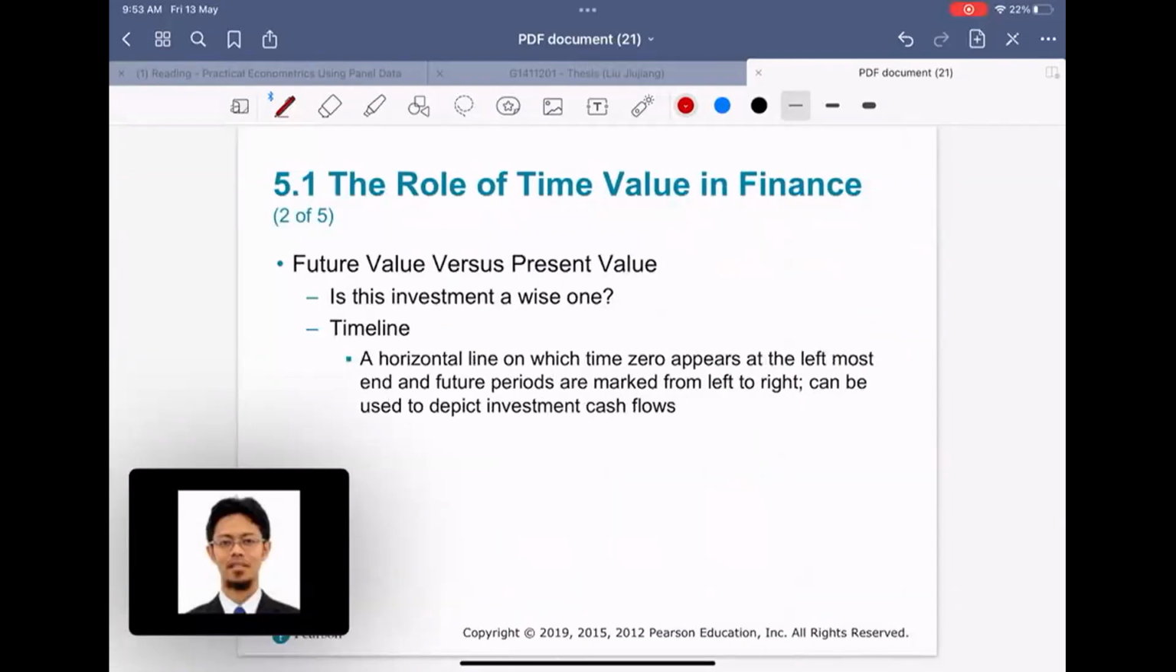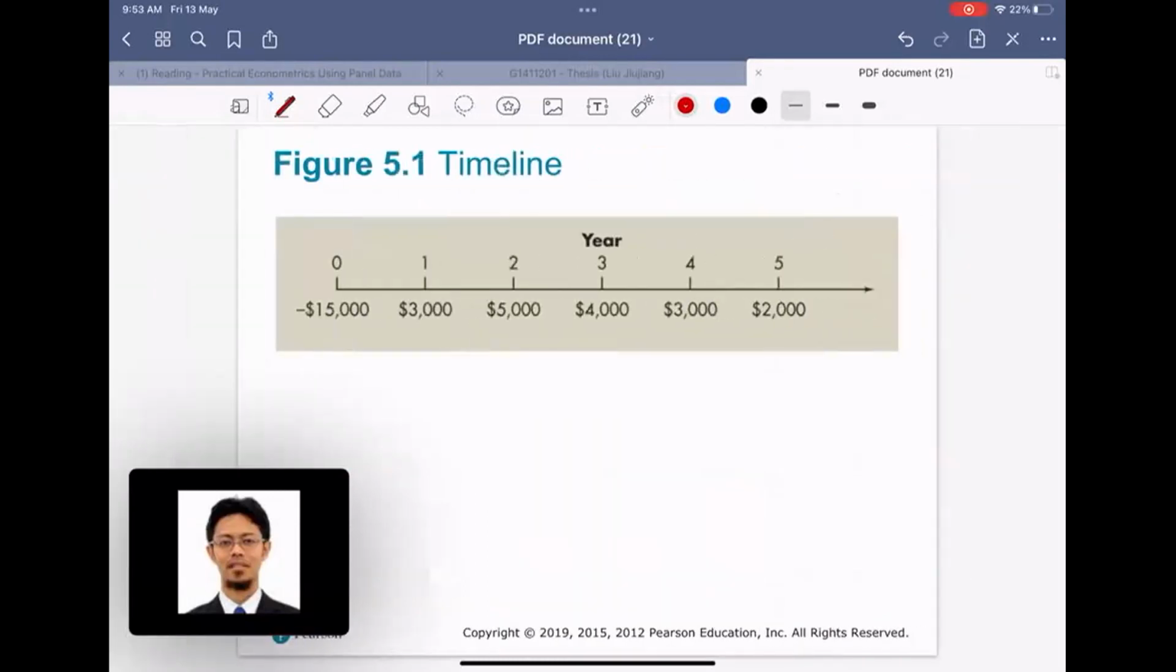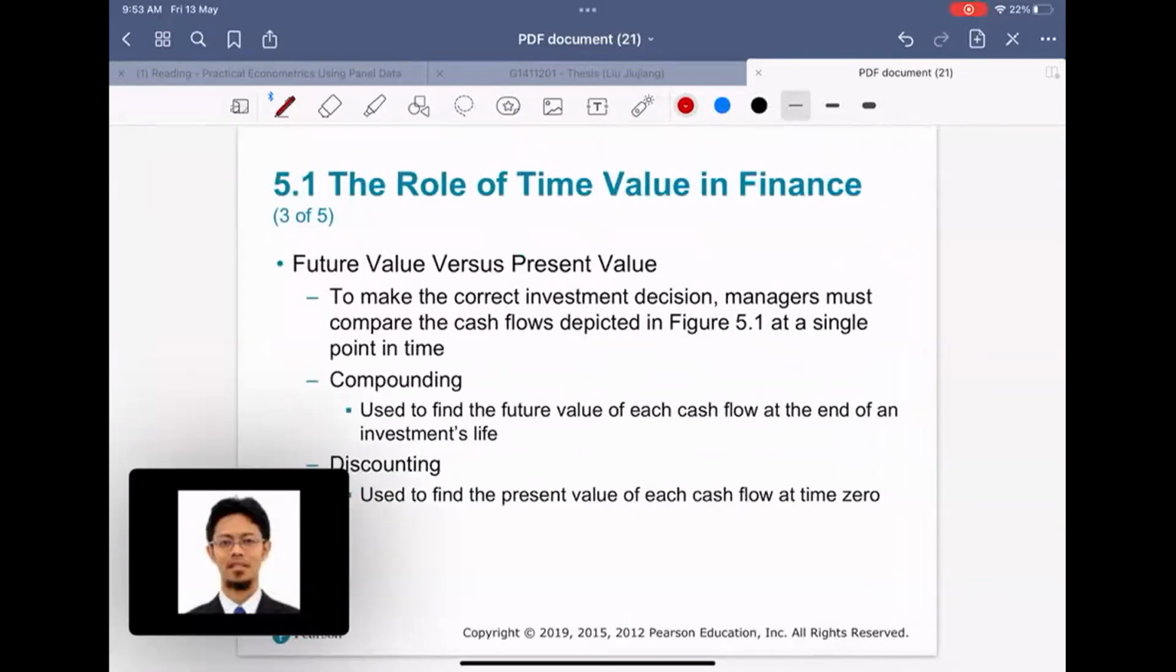Is this investment a wise one? So we don't know. This is what you need to do. For your assignment, this timeline is very important. This is for you to understand the concept. Your initial investment, this is your outflow. To make the correct investment decision, the manager must compare the cash flows at a single point in time. What does it mean by a single point in time?